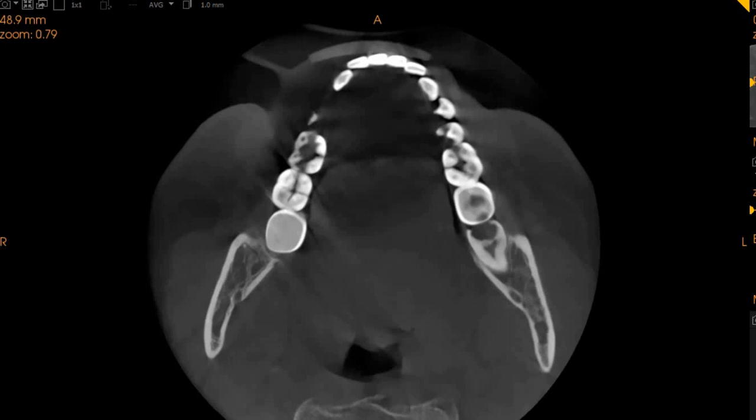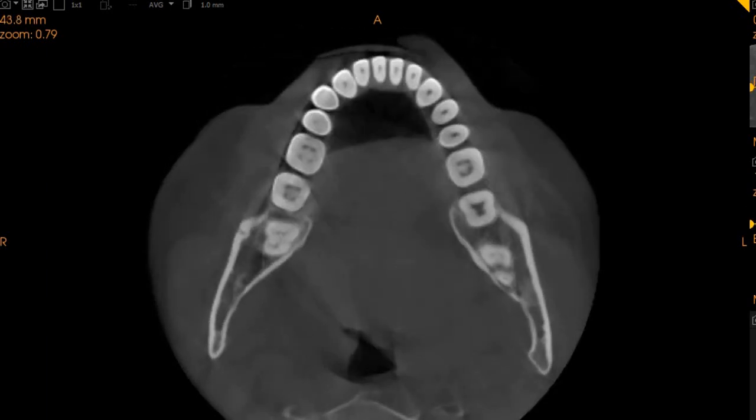This is the axial view, or the top to bottom view. Here also you can see that the inferior alveolar nerve is being compressed quite significantly.